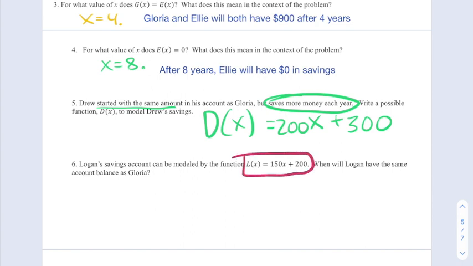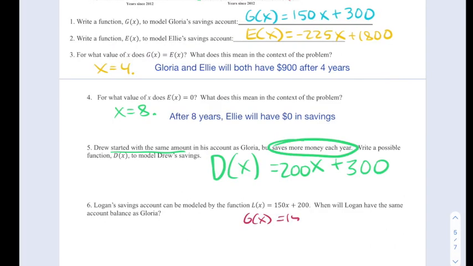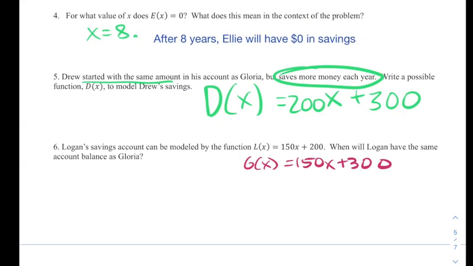Now we have a new function, L of x, representing Logan's savings. We want to know when Logan will have the same account balance as Gloria. In other words, we're trying to figure out for which x, L of x equals g of x. Remember, g of x equals 150x plus 300. Now, typically to solve this problem, what we could do is set this equal to this. We would set L of x equal to g of x and be able to solve for x.